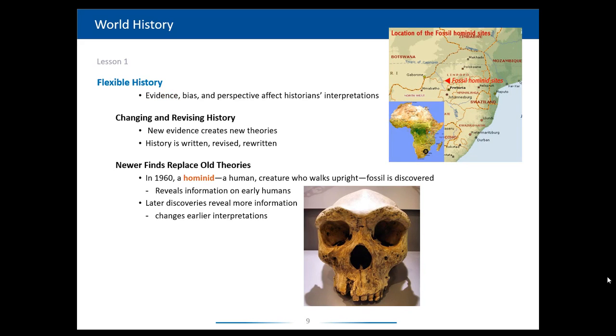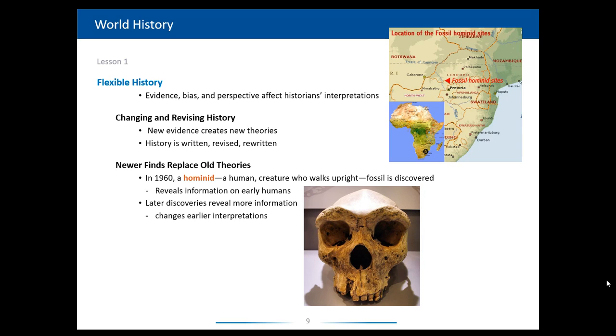Flexible history. So, in history, you have evidence, you have bias, and you have perspective. These three things affect historians' interpretations of history. Changing and revising history: new evidence creates new theories, and history is written, revised, and rewritten because of this new information.